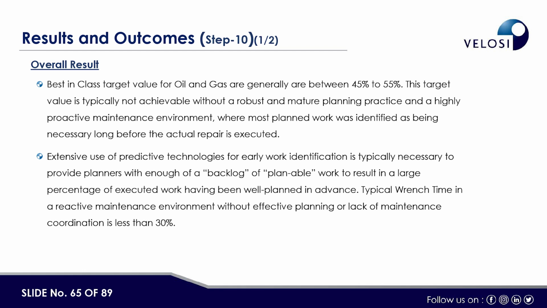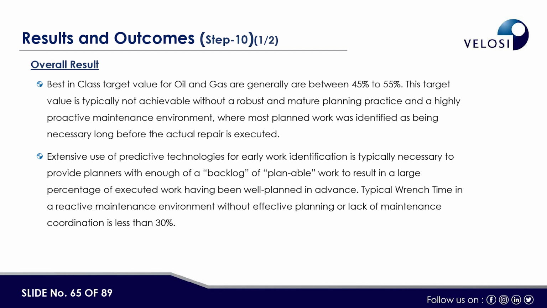Now, the overall result. It is more theory and there are various slides, and whether it is of interest to any of you or not, it represents the result of this study. The best-in-class target value for oil and gas is generally between 45 and 55%, whereas our company got 37. This target value is typically not achievable without robust and mature planning practices and highly proactive maintenance improvement. But if you see 37 versus 45, there is a difference of 8%.